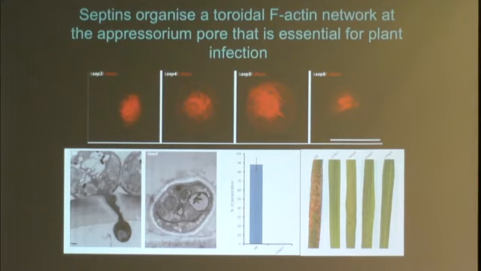And when we delete these septins, the fungus cannot infect the rice leaves anymore. You can see this is a wild type infection. You have lesions after 5 days, but in the septin deletion mutants, we don't have any lesions anymore. And if you do electron microscopy in the wild type, you can see after 24 hours, we have the penetration, but the septin mutants still land on the plant surface, but they cannot penetrate rice leaves.